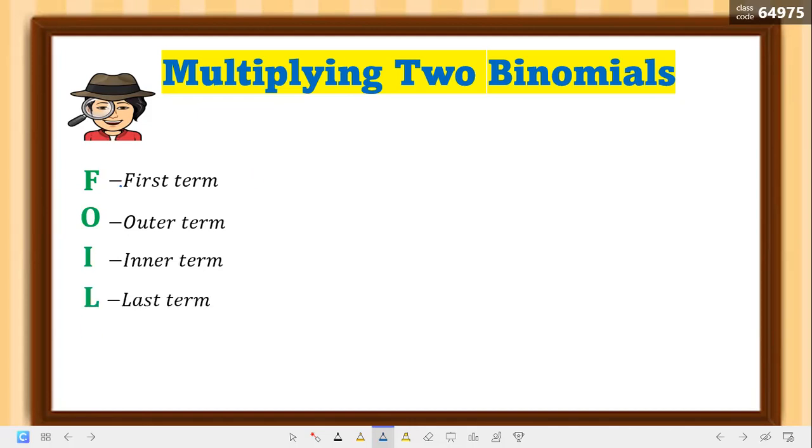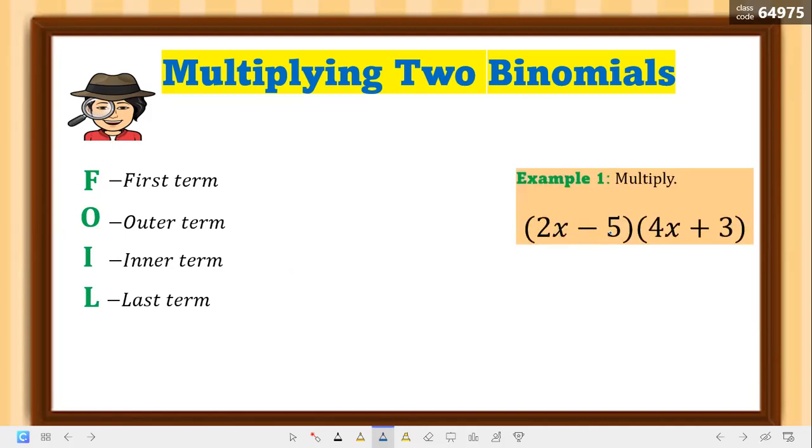Okay, tandaan lang natin yung acronym natin. So, katulad lang din siya ng distributive, pero mas in-specific natin yung mga parts of the term. We have the first, outer, inner, last. Okay, apply natin yan. Let's have 2x minus 5 times 4x plus 3.